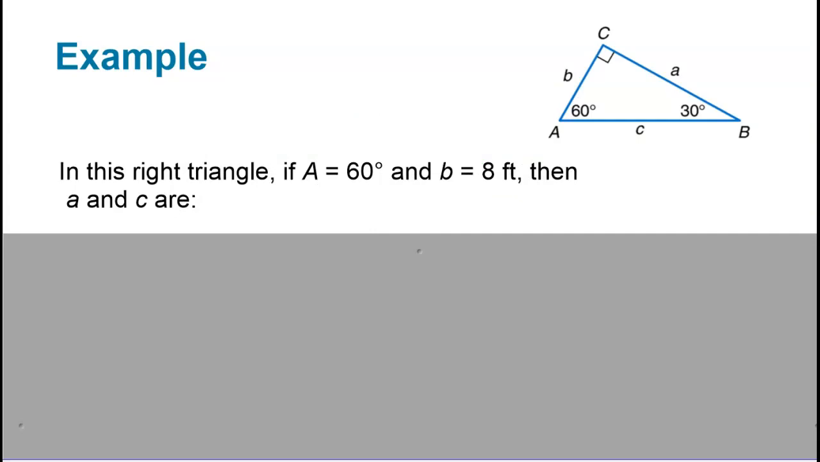We're going to look at this one first. It says, with this right triangle, and importantly, make sure we're always remembering that we're working with right triangles for these rules, we have a 60-degree angle called A, and B is 8 feet, then what are A and C? That's little a and little c. So let's identify what we have, and go ahead and draw on here. It says B is 8 feet.